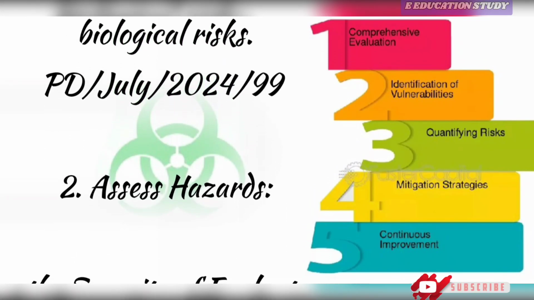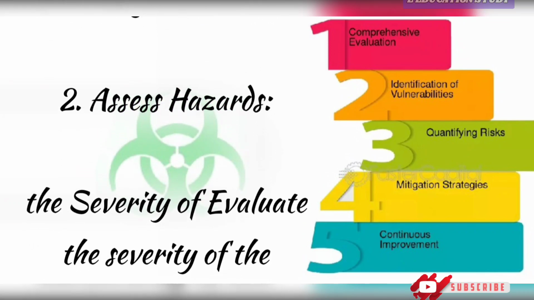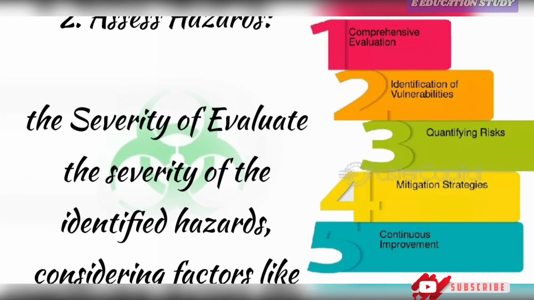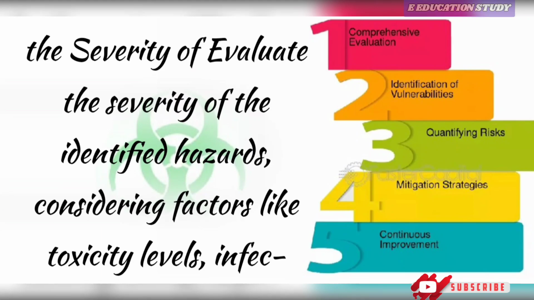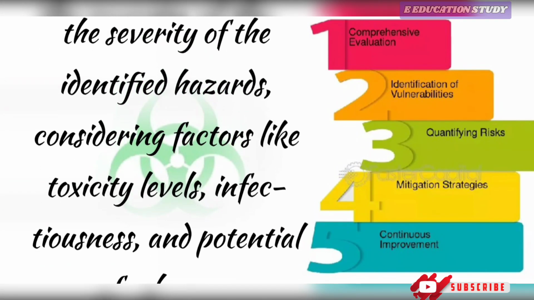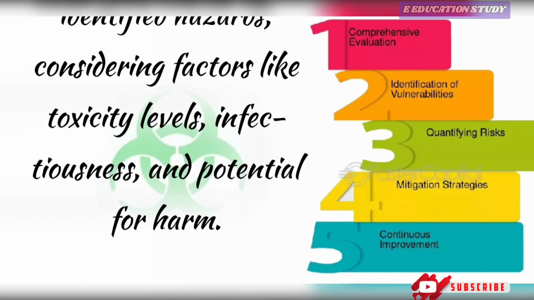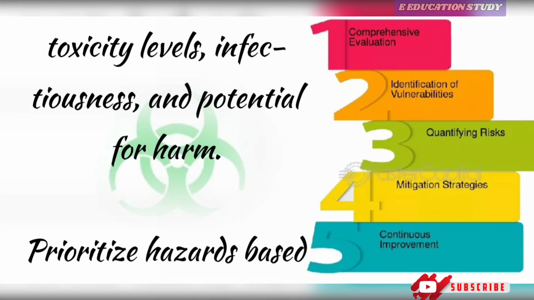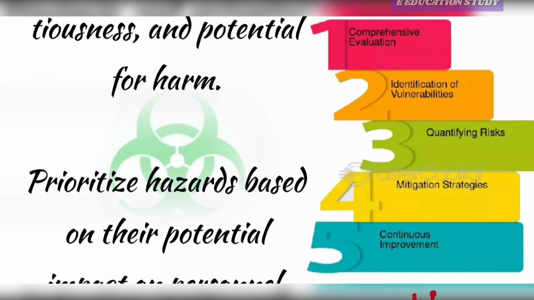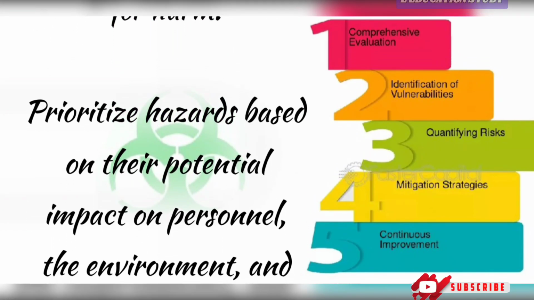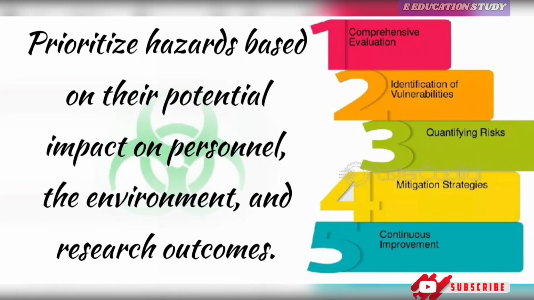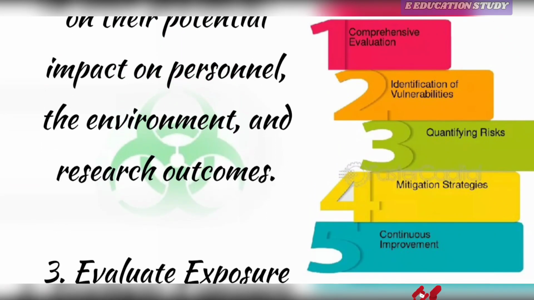2. Assess hazards. Evaluate the severity of the identified hazards, considering factors like toxicity levels, infectiousness, and potential for harm. Prioritize hazards based on their potential impact on personnel, the environment, and research outcomes.